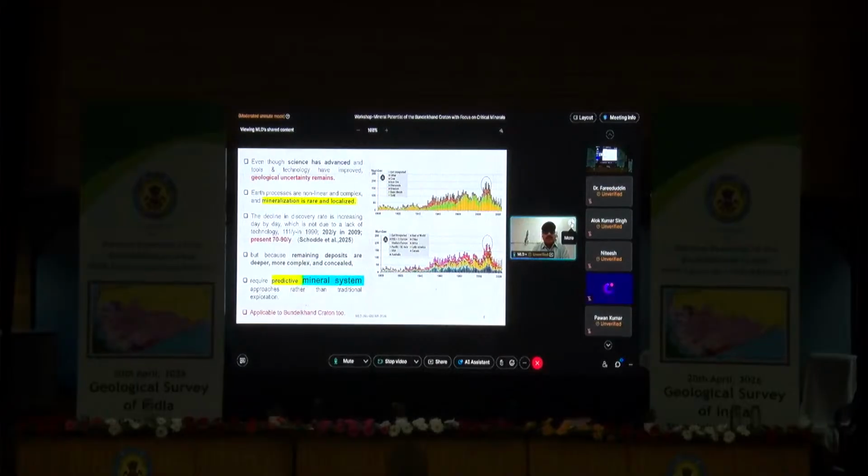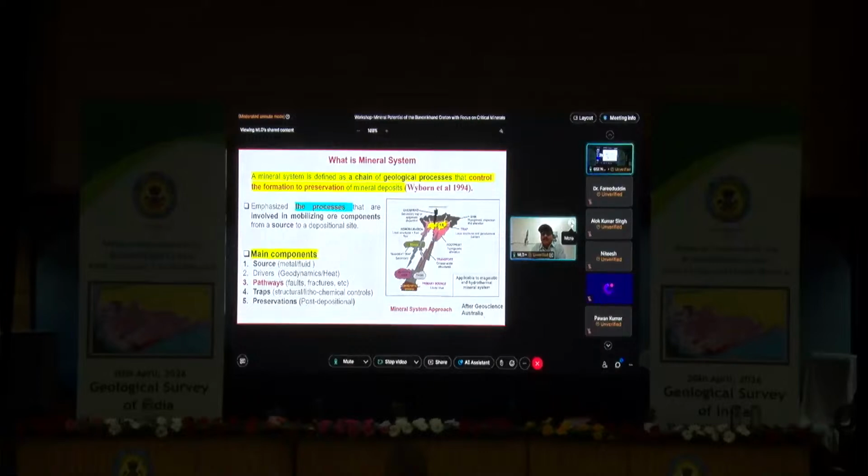These are the things one should know: why the mineral system approach was required and why it was introduced in 1994 by Wyborn. They studied a lot of things in Australia, the Gawler Craton or Yilgarn Craton, many granite systems, and experimented with fertile versus infertile. And by taking the clue from petroleum discovery and from how Olympic Dam was discovered. Olympic Dam was not discovered accidentally. It was discovered based on a persistence hypothesis.